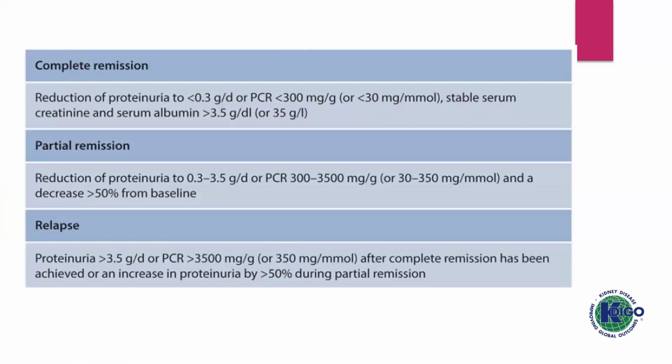Just knowing what the terminology is: what is remission, what is complete remission? Complete remission is reduction of proteinuria below 0.3 gram with stable serum creatinine. Partial remission is reduction between 0.3 and 3.5. Relapse is proteinuria more than 3.5 after complete remission has been achieved, or an increase in proteinuria by more than 50% during partial remission.